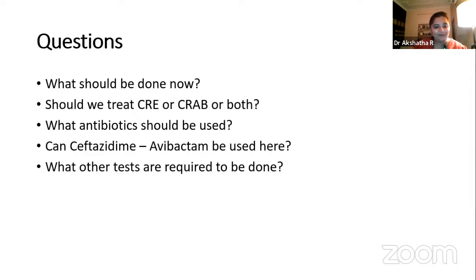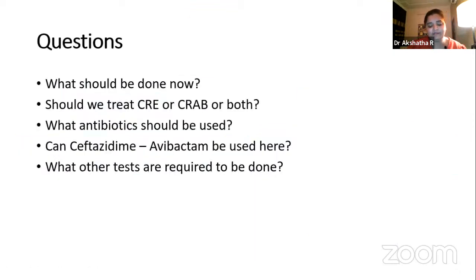Hopefully it is because previously I have talked about the various newer BLBLIs. So important, ceftazidime avibactam with or without aztreonam: all of them are intrinsically resistant in your Acinetobacter, so it cannot be used for your Acinetobacter.